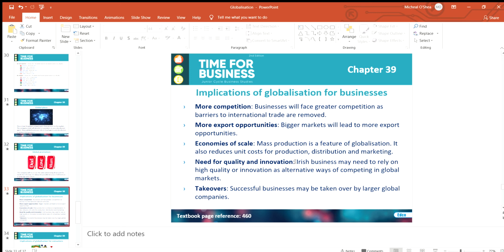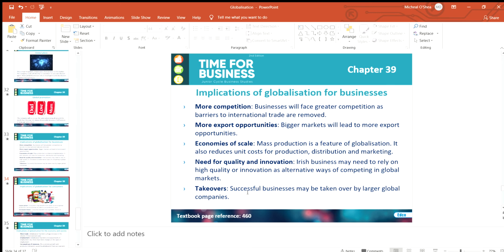Need for quality and innovation. If you're moving abroad, there's obviously difference in styles, let's say, in a product, and you obviously need to be very up to date in being innovative with your products and keeping up with that. You might need to rely on high quality or innovation as alternative ways of competing in global markets. So you need to establish yourself as something different. And successful businesses may be taken over by a larger global company. If you're successful abroad, O'Neill's, let's say, would be successful abroad, and then Adidas would decide to take over O'Neill's, something like that.